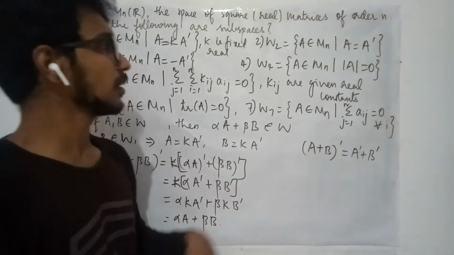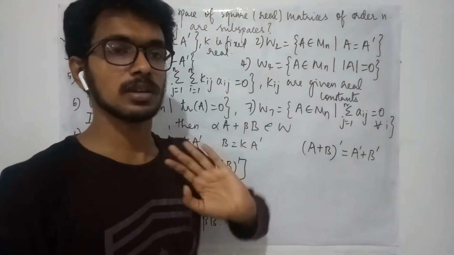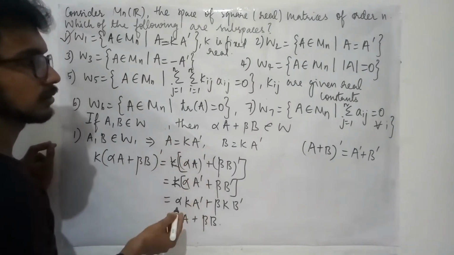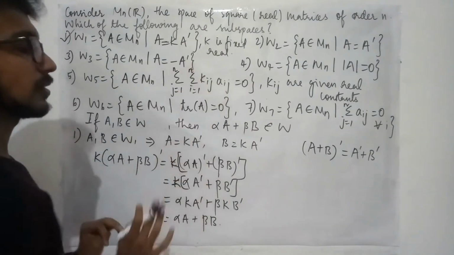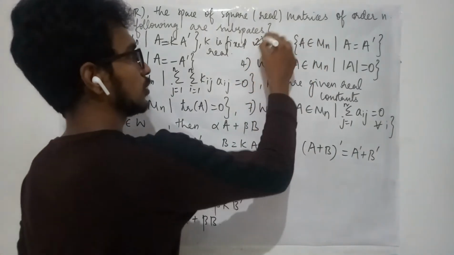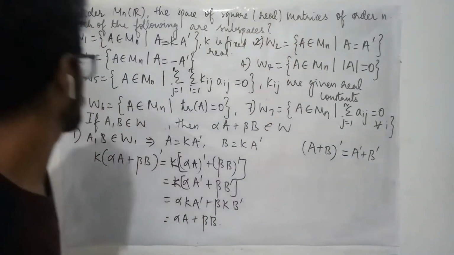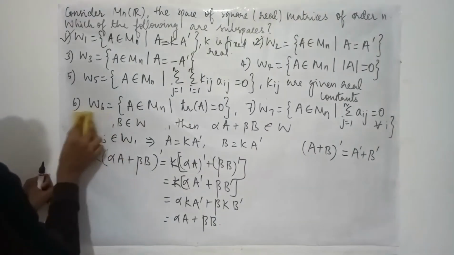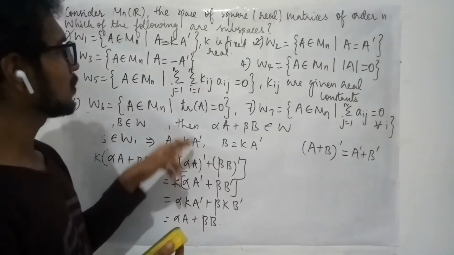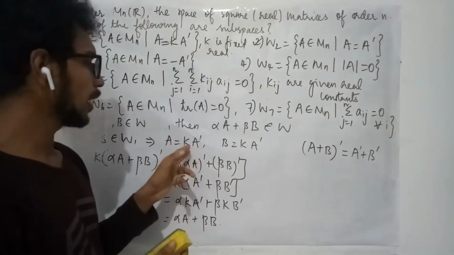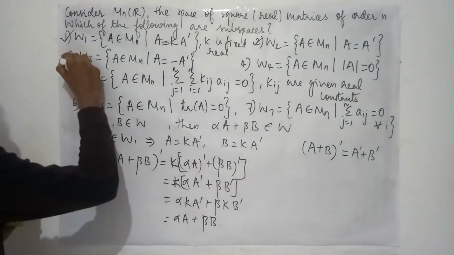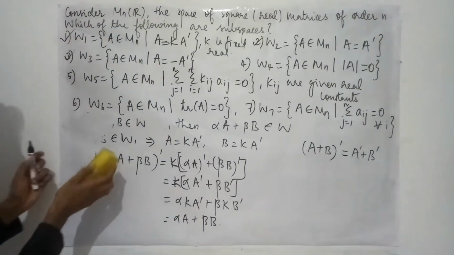Now look at the second thing: A and the transpose of A must be the same. Just put K equal to 1 in this, K being some fixed real number, and you will get that this is also true. Now, this K can be any real value, so put K equal to minus 1, and you get this also to be a subspace.